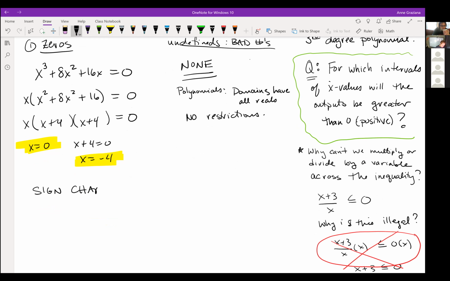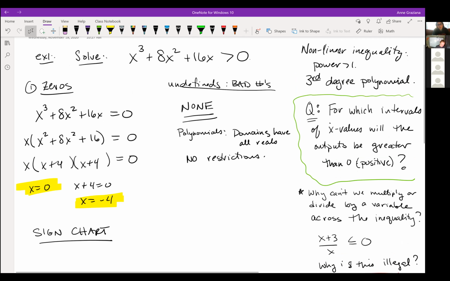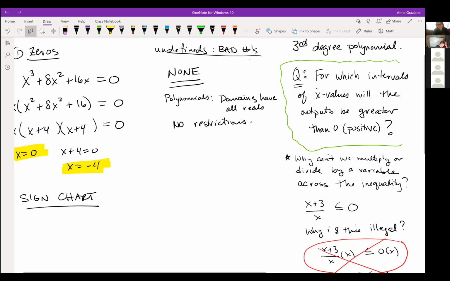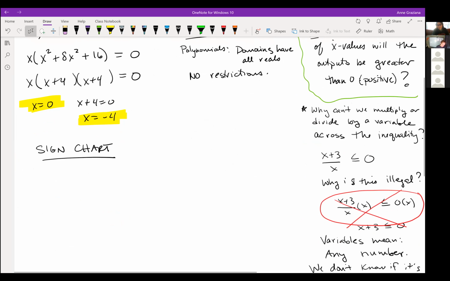What I want you guys to do as you go through these is try to follow the same pattern every time. There's a lot of steps to this. When you skip steps or you try to do things quickly, you're going to make mistakes. So part of establishing this is getting a routine. My routine first was make sure it's on one side. I wrote this as a function. Where is that? I thought I wrote it. Oh, I did not write it as a function. F of x equals x cubed plus 8x squared plus 16x. Okay, zeros, undefines, then we do the sign chart.